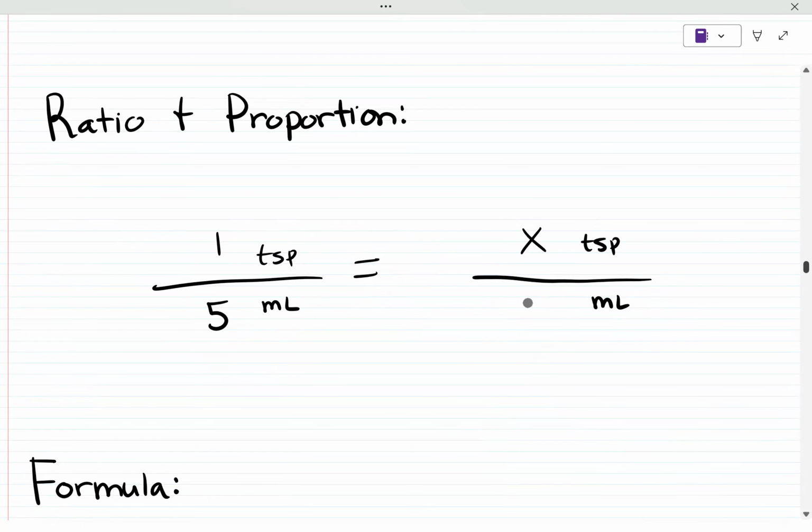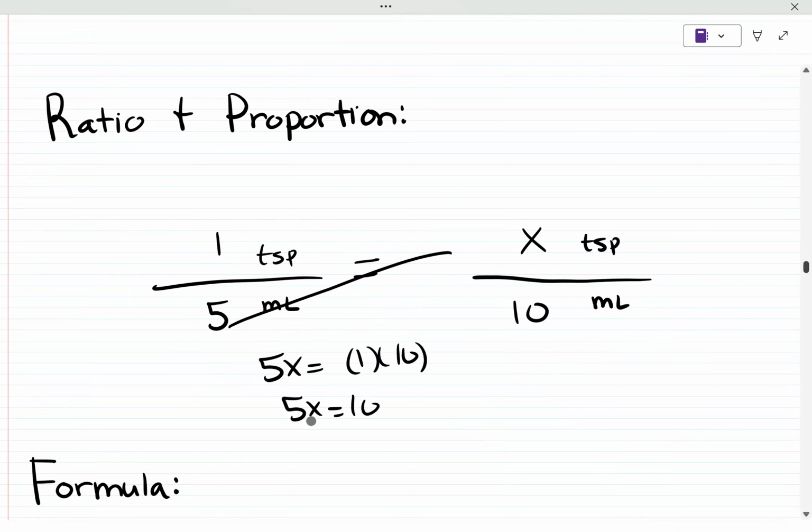And then we started out with 10 milliliters. Cross multiply, so it's going to be 5x equals 1 times 10. So it's 5x equals 10, divided by 5. Oops, you get 2 TSP.